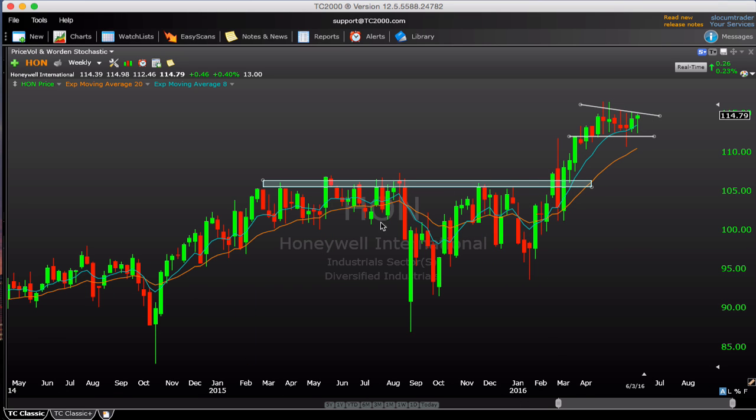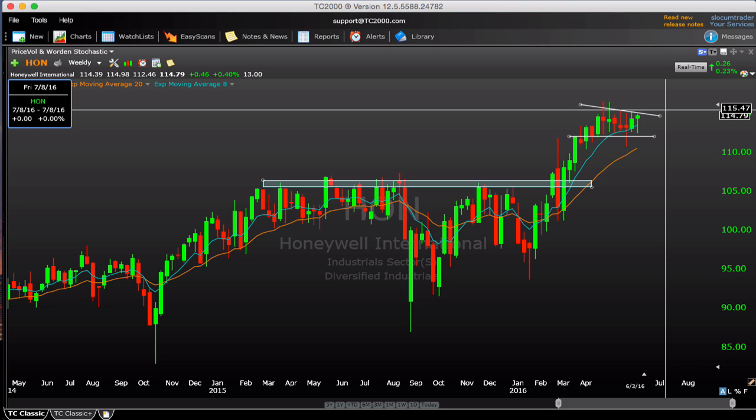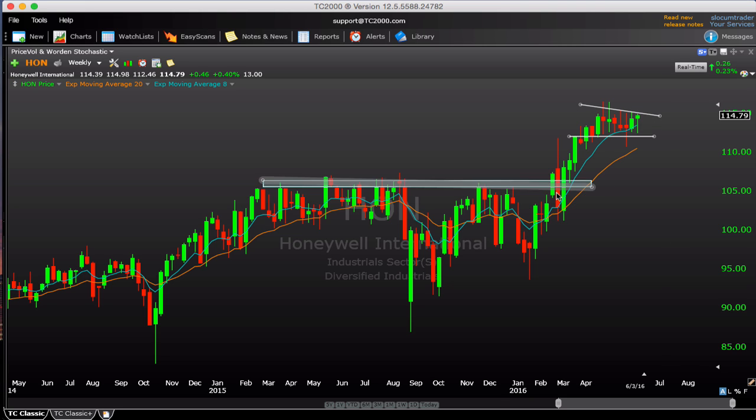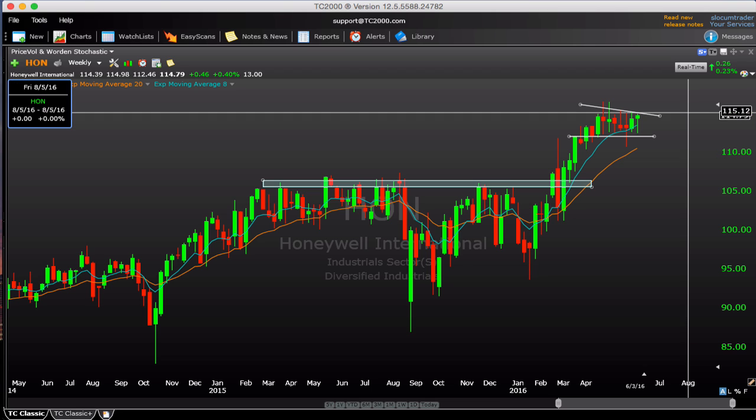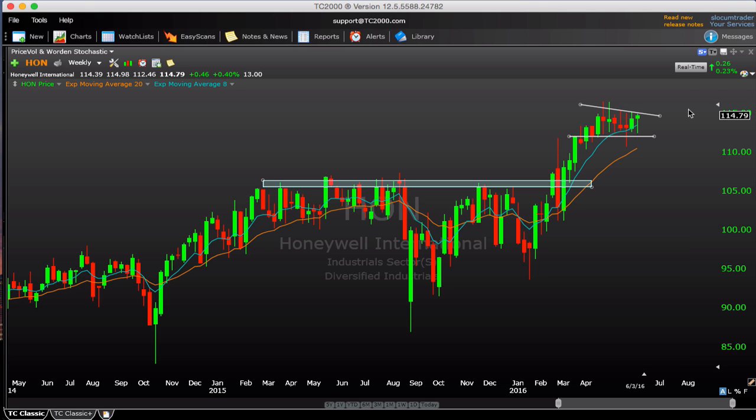I really like the setups when you have this small base right above this big base. This gives you a nice little second entry. If you miss this, then you can probably get involved as it starts to clear these recent highs above 115. That's something you want to keep on your radar.